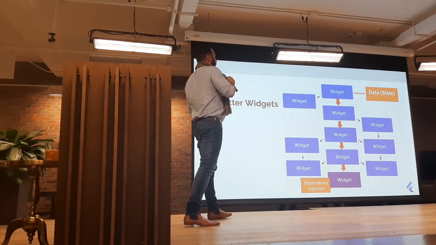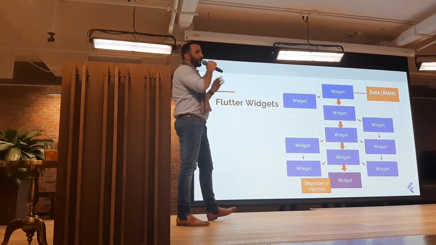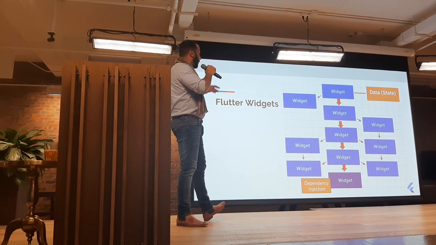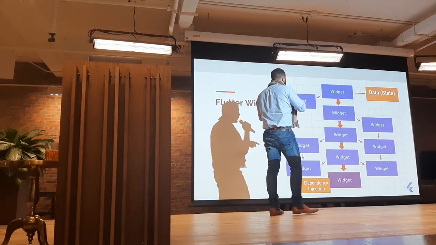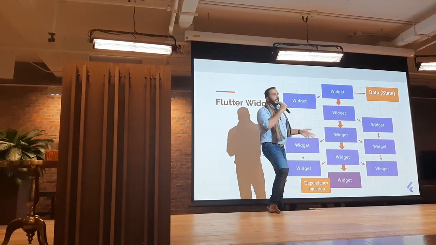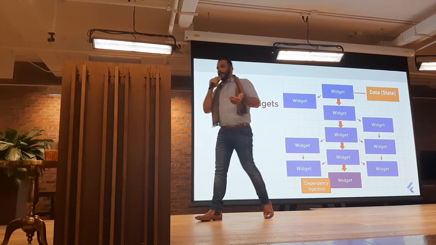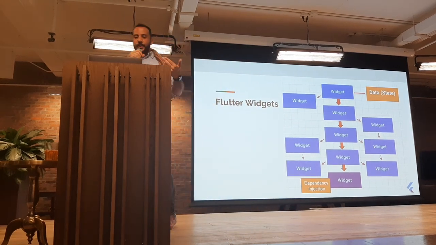So, or the other thing you can do is you can create some kind of repository and store your data in that repository and then access it from anywhere in your app. And this is what's called dependency injection. So these are kind of like the two traditional common ways to manage our state.